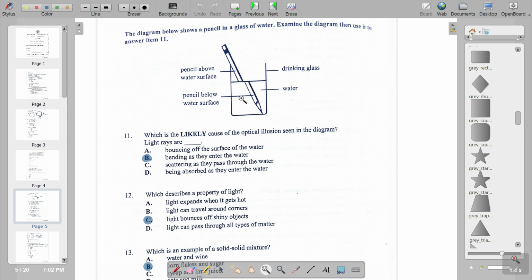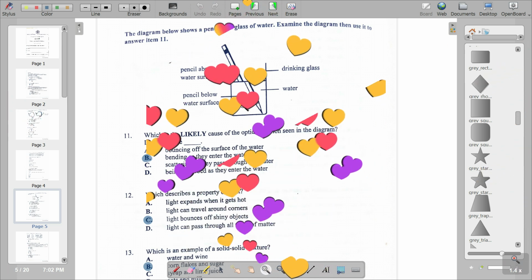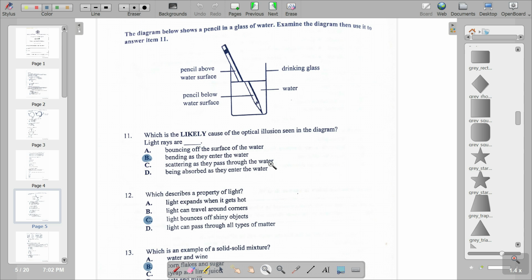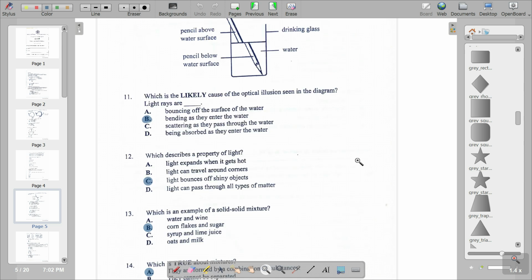So I chose that one. That's why it looks distorted, right? Scattering as they pass through the water? No. And being absorbed as they enter the water? That's not the case. It is more likely bending, and that's why it's showing this form, or showing the pencil to look a little crooked. All right, so which describes a property of light?